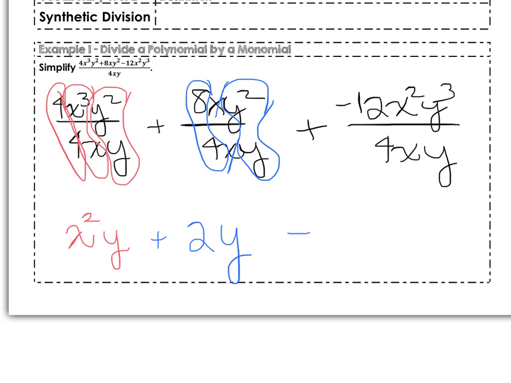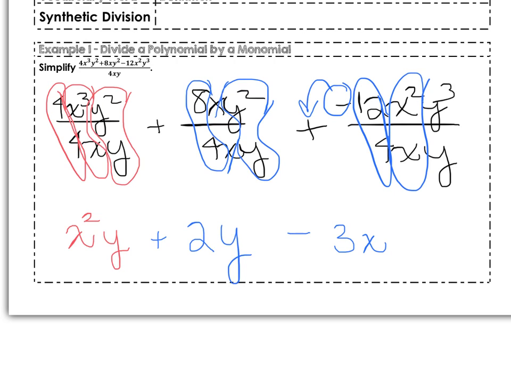Next, we're going to have a negative, because we have this negative outside. 12 divided by 4 reduces to 3. x squared divided by x reduces to x. And then y to the third divided by y reduces to y squared.